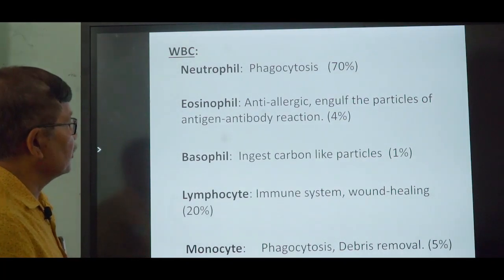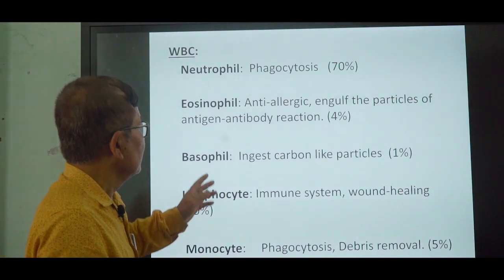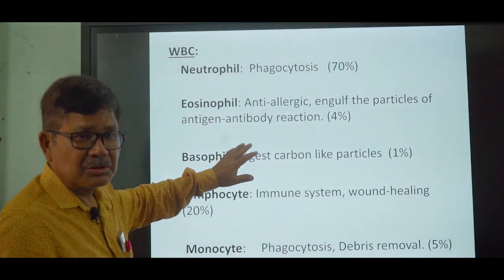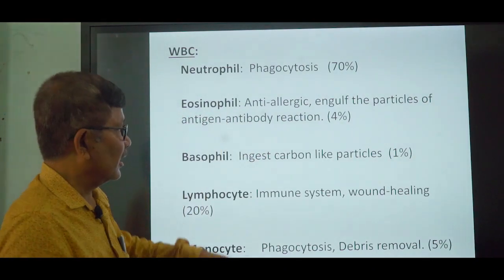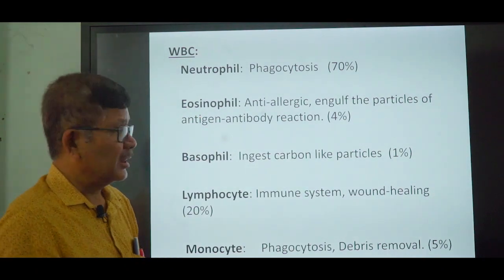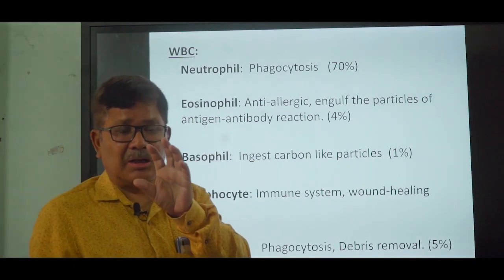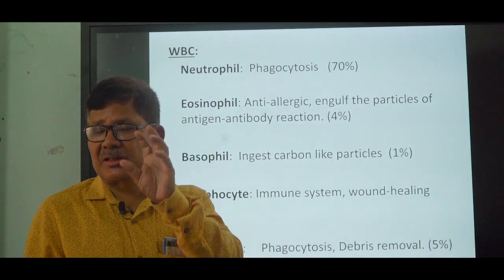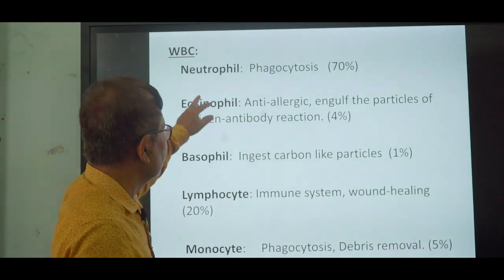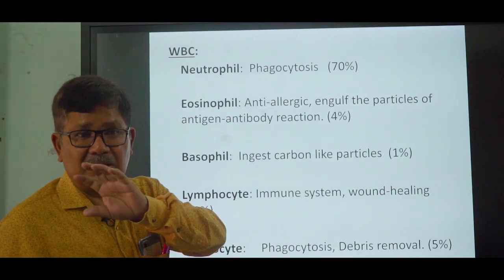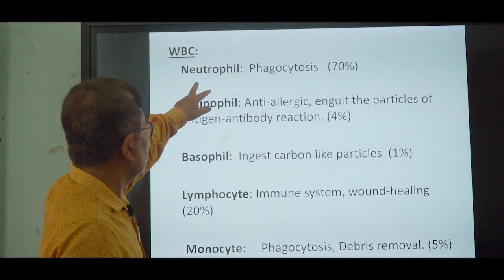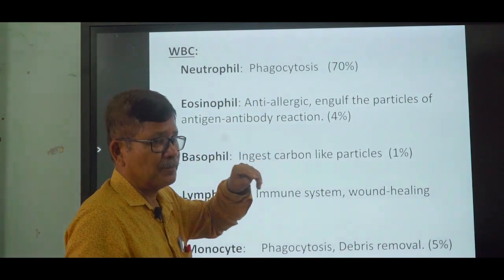Then comes the functions of WBC. As you know, there are 2 types, agranulocyte and granulocyte. The granulocytes are neutrophil, eosinophil and basophil. The neutrophil is a WBC that takes both acid and basic stain in the laboratory. When we stain it in the laboratory, it takes a neutral color, that is why it is called neutrophil, and it performs the function of phagocytosis.